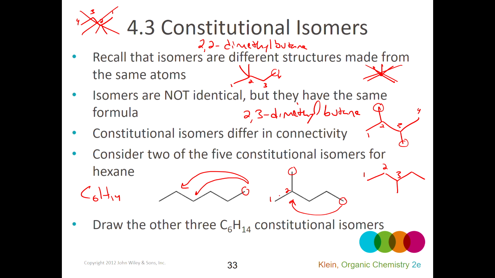So the isomers for this formula are hexane, 2-methylpentane, 3-methylpentane, 2,2-dimethylbutane, and 2,3-dimethylbutane. Right, so there's some problems in the textbook that help you practice that skill as well.